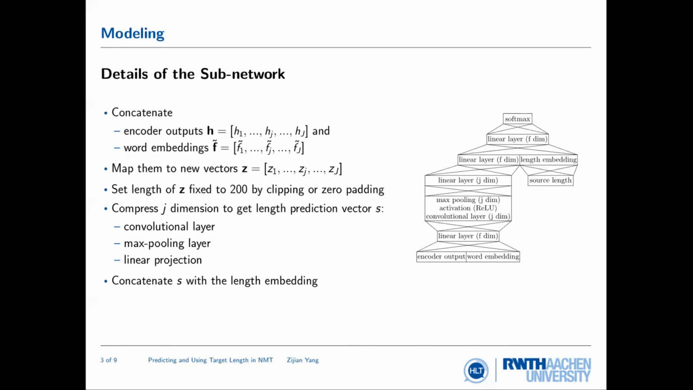Then the vector is concatenated with the length embedding. Again, this concatenated vector is projected through a linear layer onto a vector with 201 dimensions. At last, the length probability distribution is obtained by softmax. The predicted target length is the length with the highest probability.